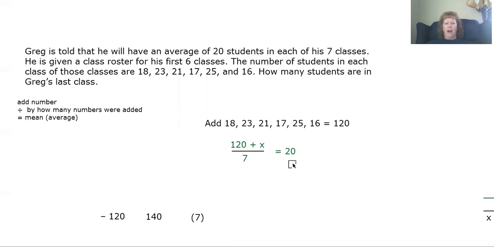So since we were doing the opposite, instead of dividing by 7, we multiplied by 7 to cancel this side out. And then after we got 140 for 20 times 7, instead of adding 120, we would have subtracted 120. And that would have left x all by itself to equal 20. So there's actually 20 students in Greg's last class.